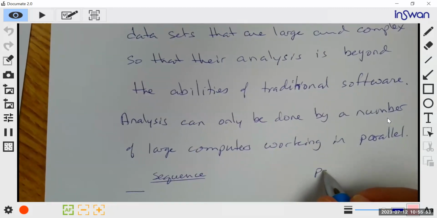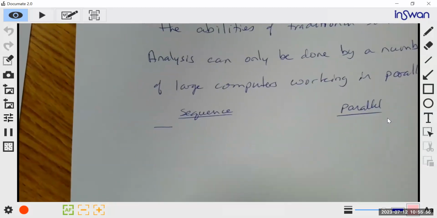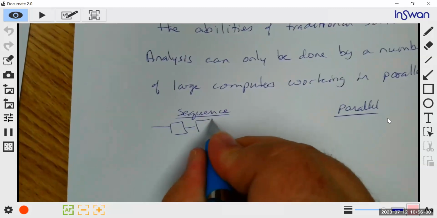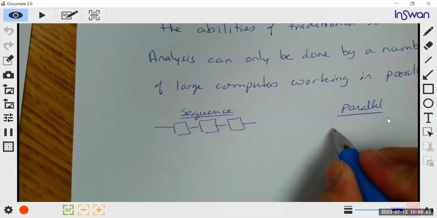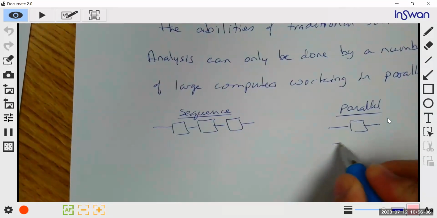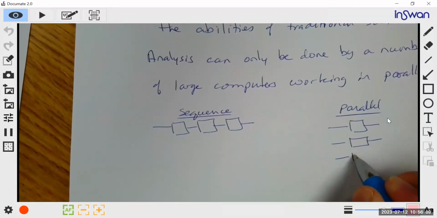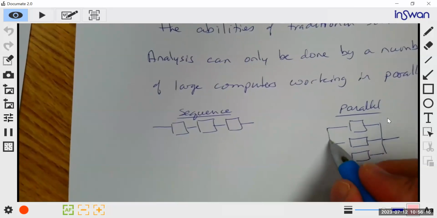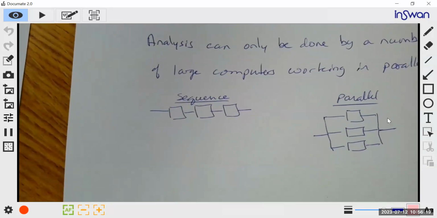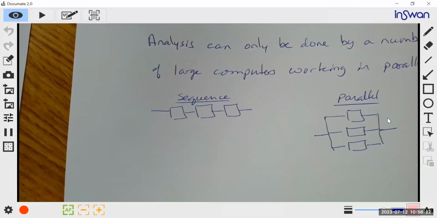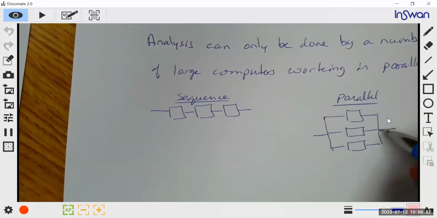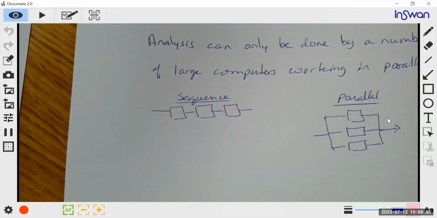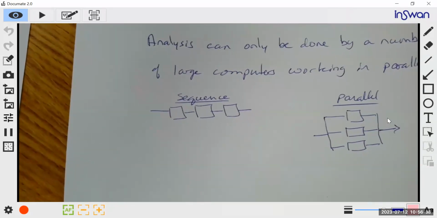We have sequence or parallel. In sequence, you have computers working like this. In parallel, you have computers working like this. So in parallel, all the computers are working at the same time. They're working on different things at the same time. And then once they finish, they spit it out, the results get combined together, and it goes out to the conclusion.